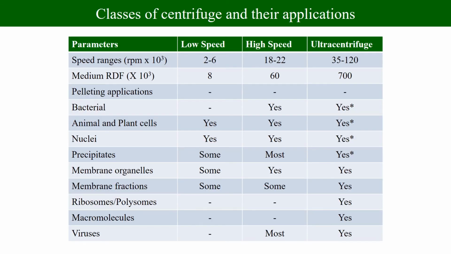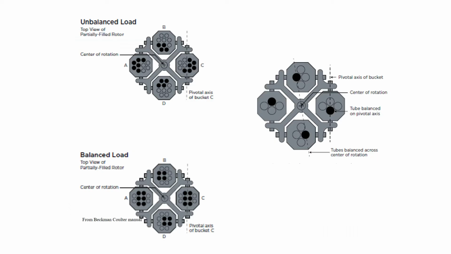This is a very important slide. It is a kind of a comparison of the low speed, the high speed and the ultracentrifuge. Which kind of centrifuge can be used for the kind of work that you want to do? So there is no hard and fast rule with regard to this, but this is a kind of a baseline which you need to follow in using a centrifuge.